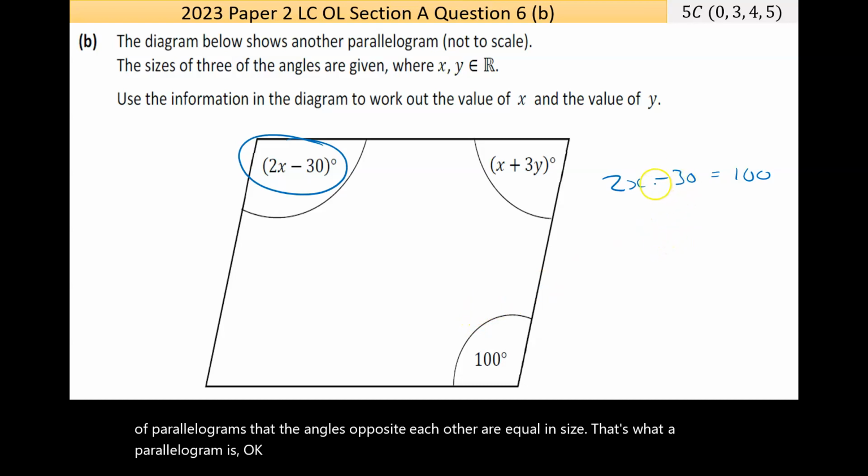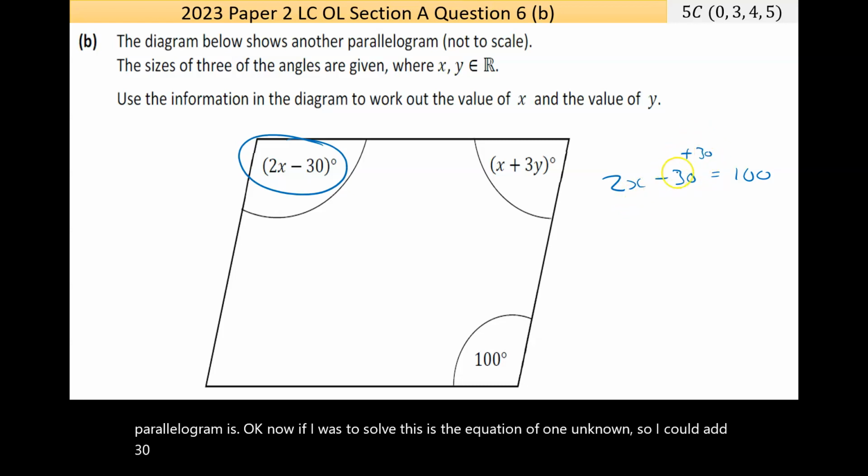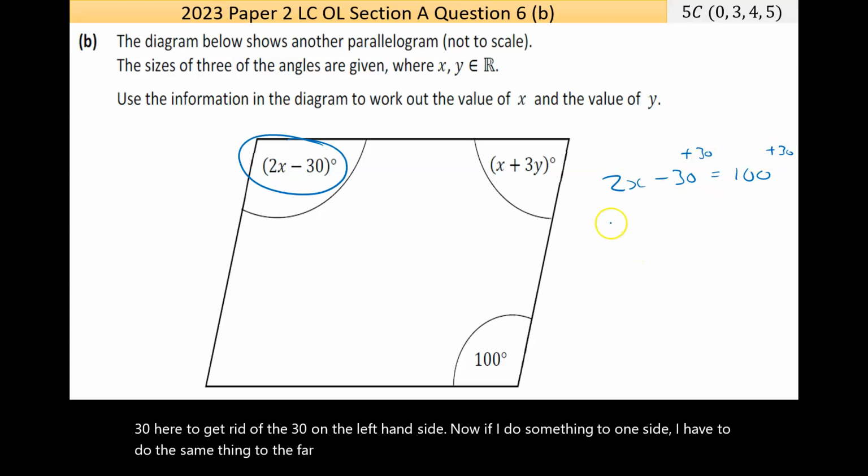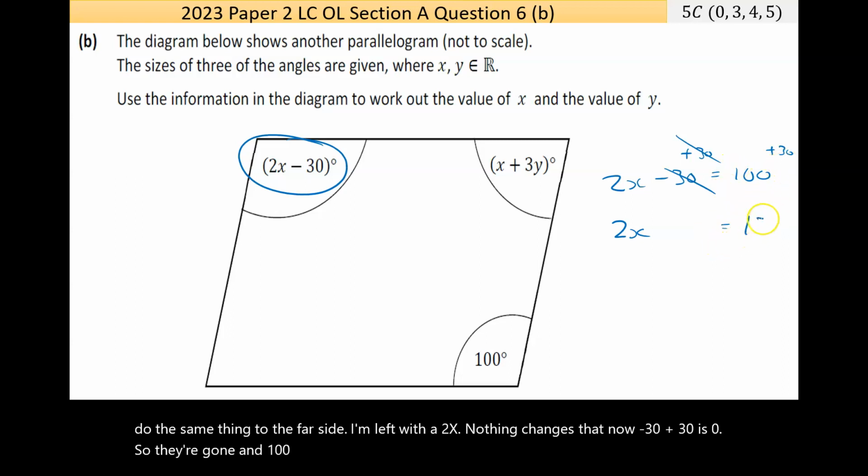Now, if I was to solve this, this is the equation of one unknown. So I could add 30 here to get rid of the 30 on the left-hand side. Now, if I do something to one side, I have to do the same thing to the other side. I'm left with the 2x. Nothing changes that. Now, minus 30 plus 30 is 0, so they're gone. And 100 plus 30 is 130.